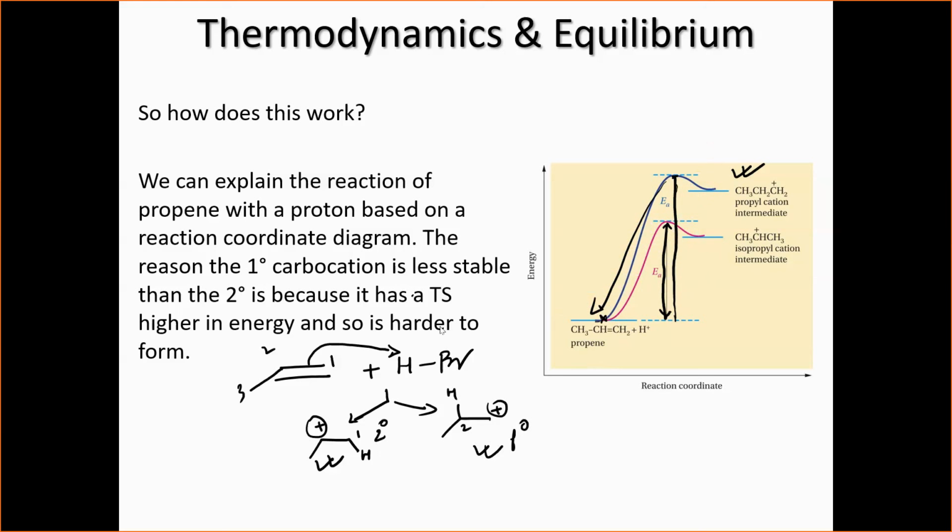That's why, in the addition of hydrogen and halogen, the reaction proceeds via the secondary carbocation, which is more stable and more favorable than the primary one. Okay, any questions?